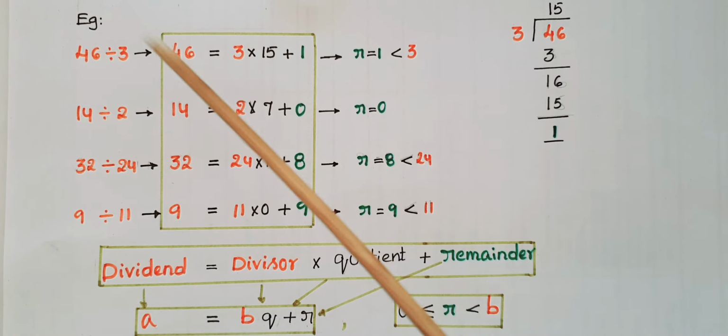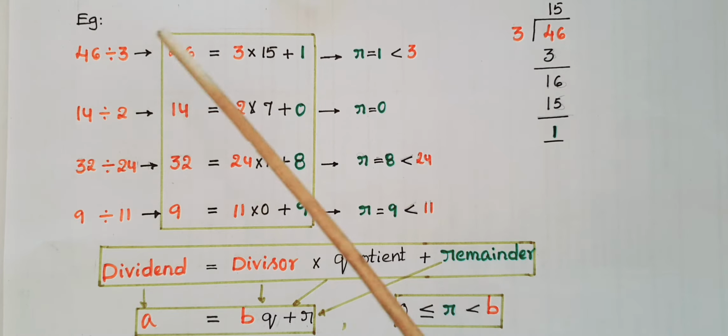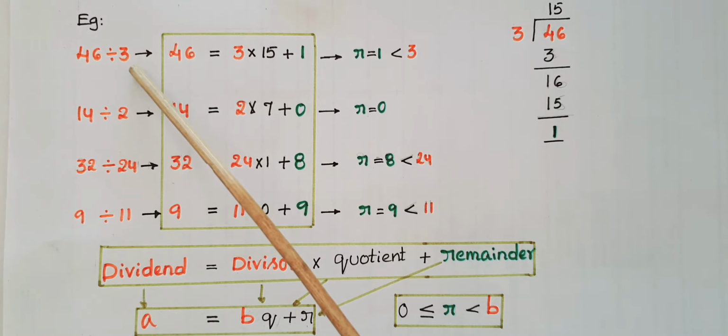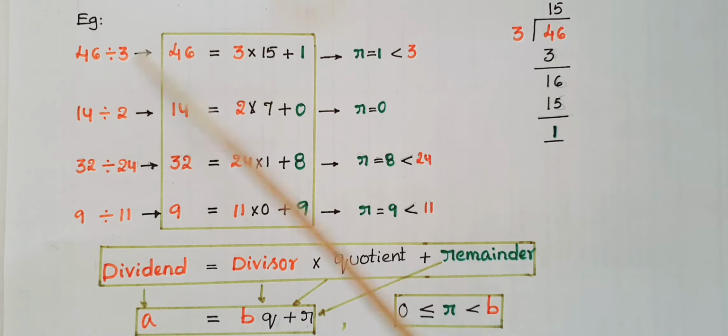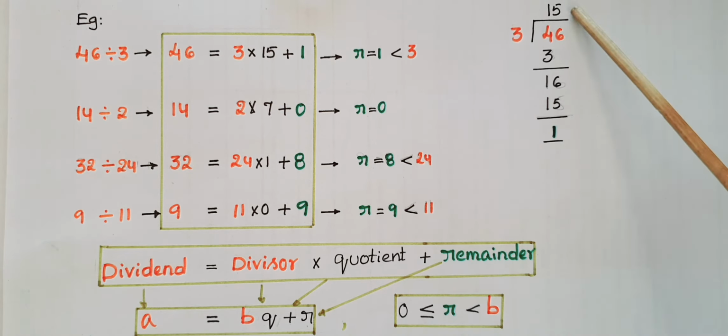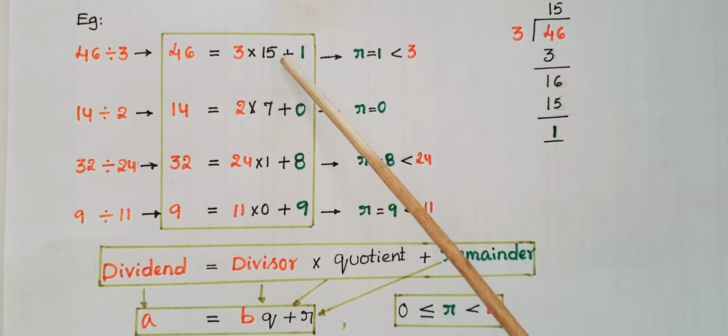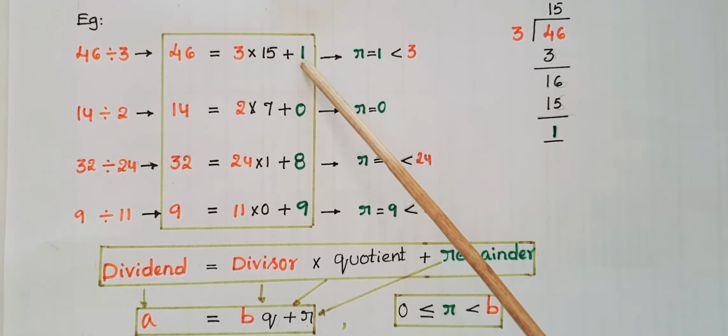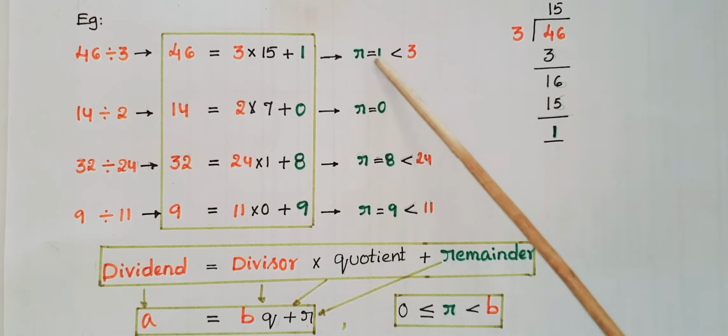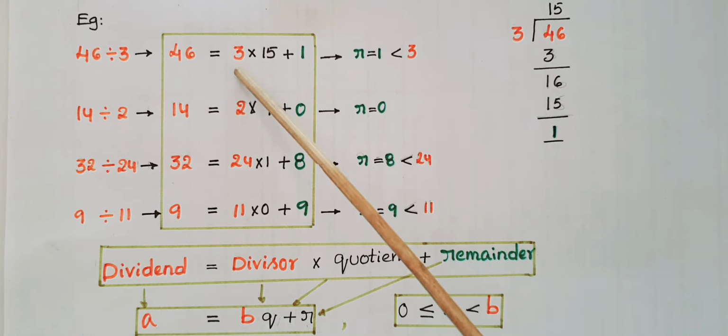See these examples. 46 divided by 3. Here 46 is dividend and 3 is divisor. So if you divide 46 with 3, quotient is 15 and remainder is 1. So 46 you can write as 3 into 15 plus 1. So here remainder is 1. And if you observe, remainder 1 is always less than the divisor, that is 3.